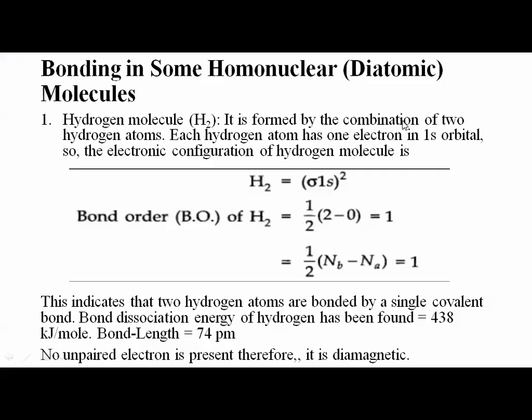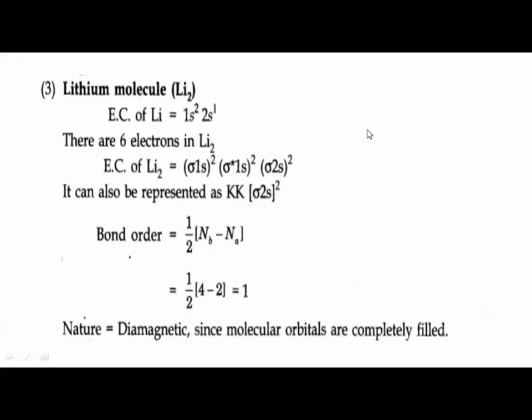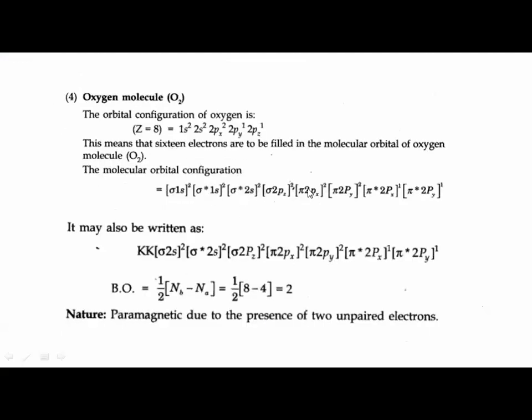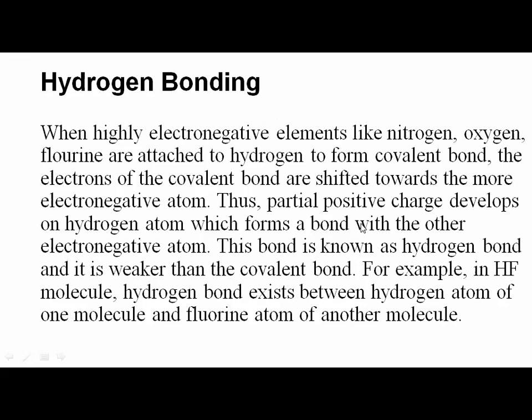So this is how we do molecular orbital theory. See, the lithium molecule I've written: it is diamagnetic since all the orbitals are completely filled. Oxygen molecule, just now I have written: sigma 1s2, sigma star 1s2, sigma 2s2, sigma star 2s2, then sigma 2pz2, then pi 2px2, pi 2py2, pi star 2px1, pi star 2py1. This can also be written with sigma 1s2, sigma star 1s2 belonging to the K shell, so I can write it as KK, one for bonding, one for anti-bonding. Then the next shell is not completely filled, therefore I will not write it as L. Paramagnetic because of the presence of 2 unpaired electrons.